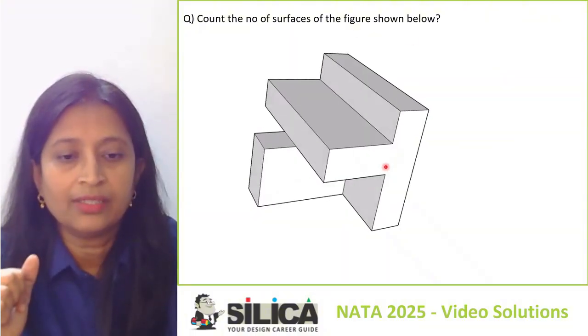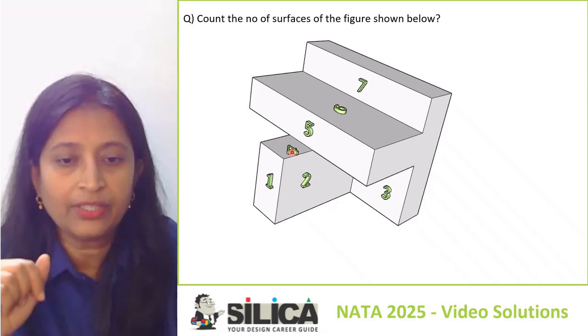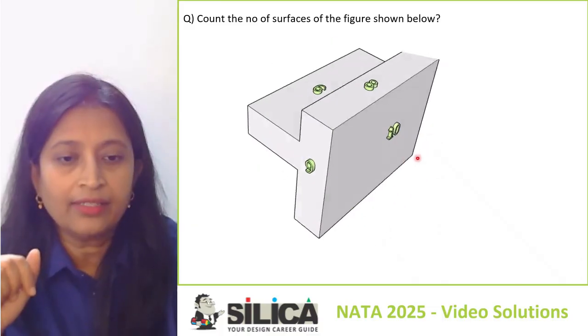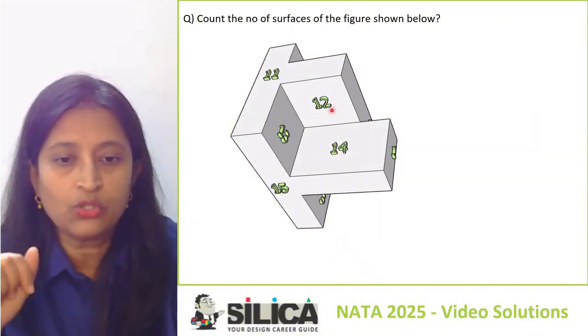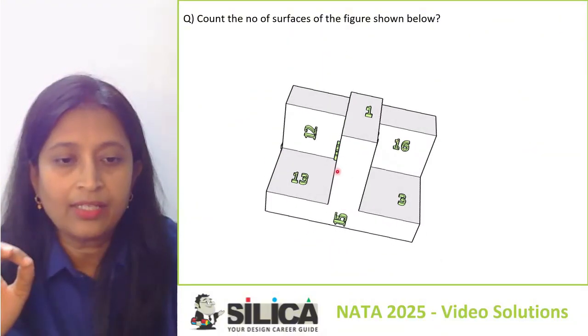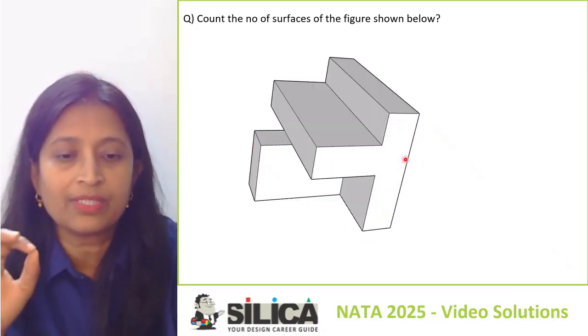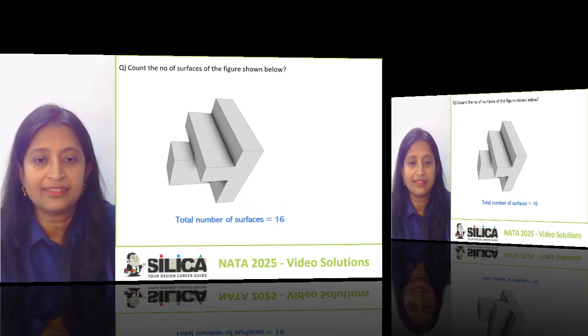So let us start. If you see, this is 1, 2, 3, this 1, 2, 3, then 4, 5, 6, 7, then this one is 8 and this one is 9, then this back is 10, then this one is 11, 12, 13, 14, 15, and there is one more surface here, 16. So the total number of surfaces will be 16, and here you have to write the answer as 16.